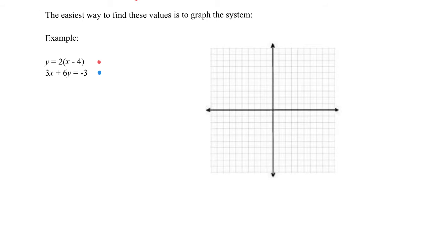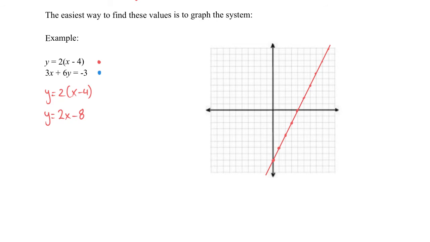Okay, so the first one is y equals 2 times x minus 4. And I want to get this into a form that I can graph. So that's y equals mx plus b. I've got a y-intercept of negative 8. 1, 2, 3, 4, 5, 6, 7, 8. And then my slope is 2, which is up 2 over 1. And then I'm going to go ahead and draw in that line.